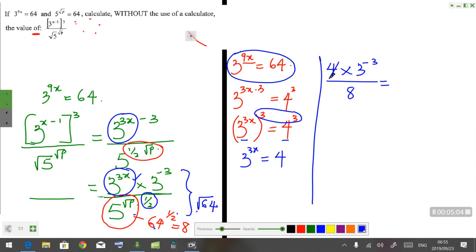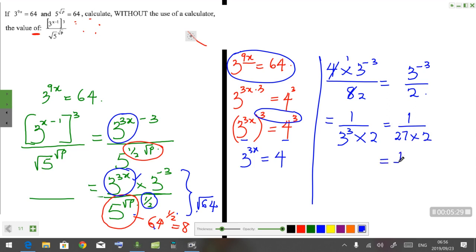So we have this, and without the use of a calculator, we can divide that there. We have 3 to the power negative 3 over 2. We can still simplify this further without a calculator. That gives us 1 over 3 to the power 3 reduced. Notice I have removed the negative, but this is still the denominator. So I have it there, and that gives me 1 over 27 multiplied by 2, and that gives me 1 over 54. So the whole part here is actually simple.